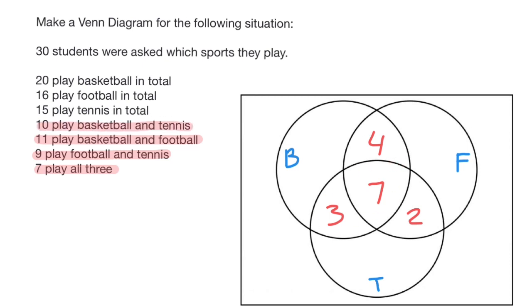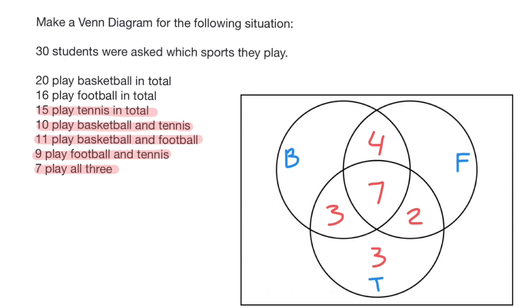Next, we know that 15 play tennis in total. So this circle represents people who play tennis. So 15 minus 3 minus 7 minus 2, so 15 minus 12 is going to be 3. So we put 3 people who play exclusively tennis and nothing else. But altogether, this is going to be 15 people who play tennis. Some play it exclusively, some also play other sports, and some play 3 sports.